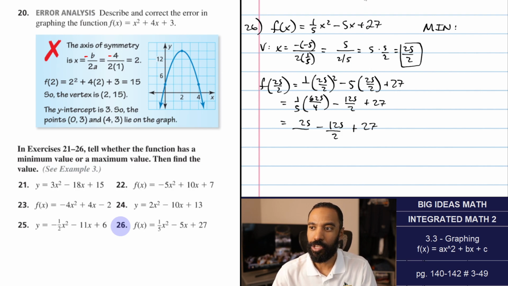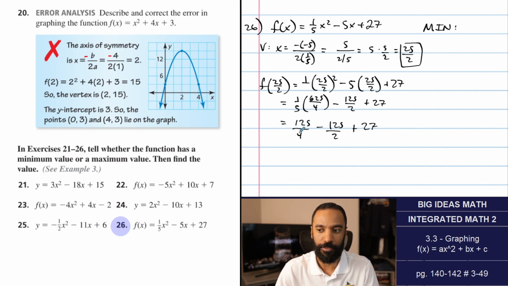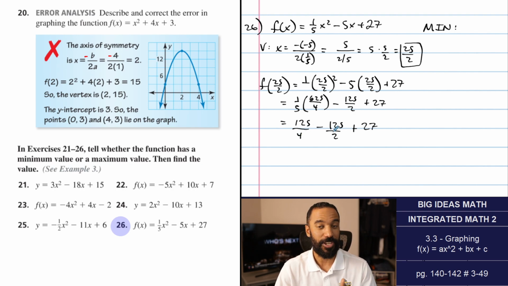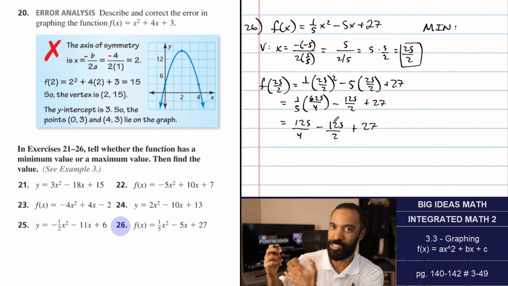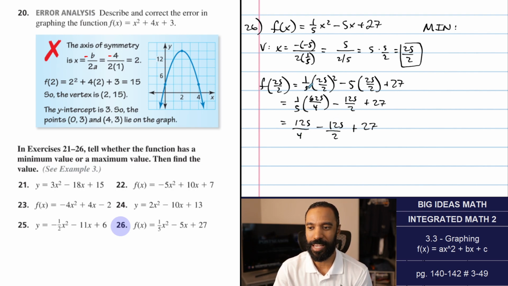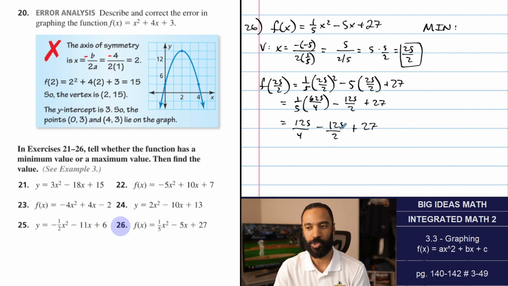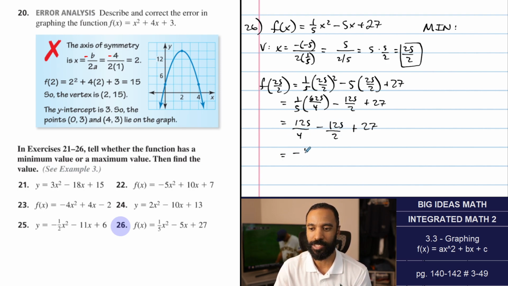And here's the thing. You know why I knew that it should have been 125 fourths? Because this should be half of this number. So that pattern actually saved me because I copied something down wrong. That should have said 1/5 the whole time. Now, guys, what's 125 fourths minus 125 halves? It's negative 125 fourths. Once again, it's just the pattern. It kind of makes things easier to work off of.